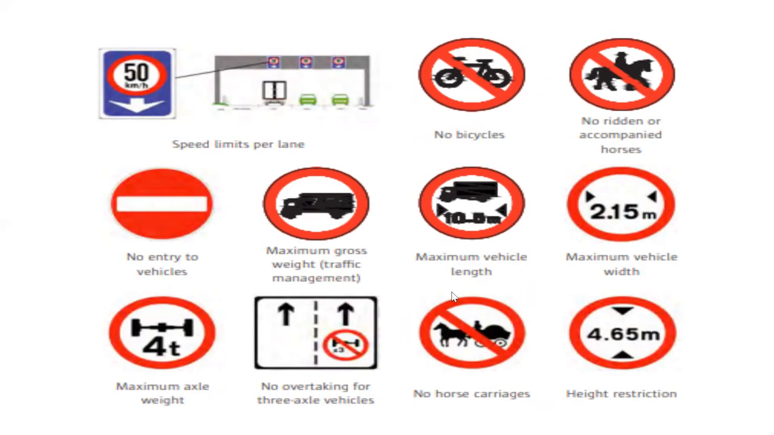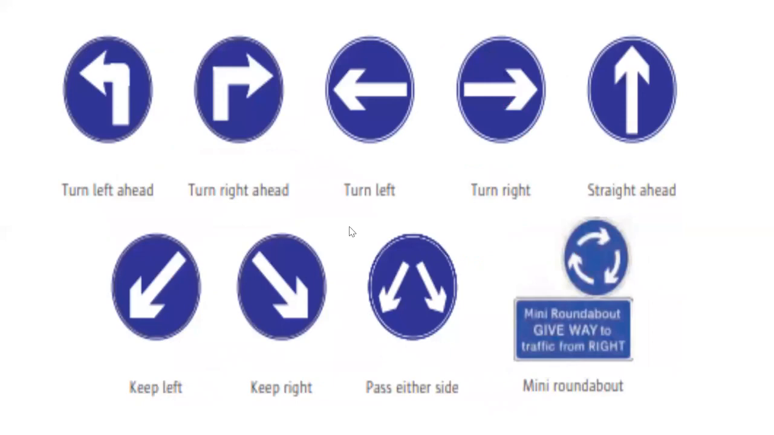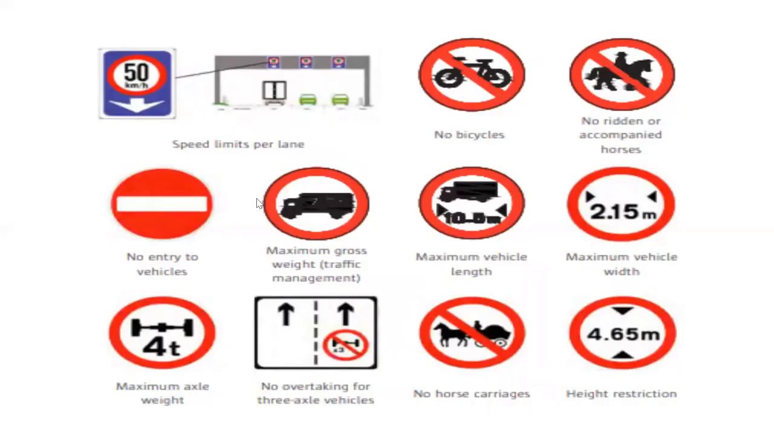These came out a little bit blurred. I couldn't really fix them. So this one here is just telling you the speed limits here. Picture of a bicycle, line going through it, no bicycle. Picture of a person on a horse, no riding or accompanied horses. This one here, no entry to vehicles. That one is in the favourites as well, a very important one, that one. Oh, my apologies. That did say a 7T, so we know the maximum gross weight is 7 tons.